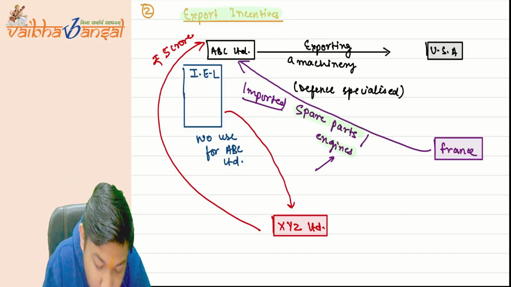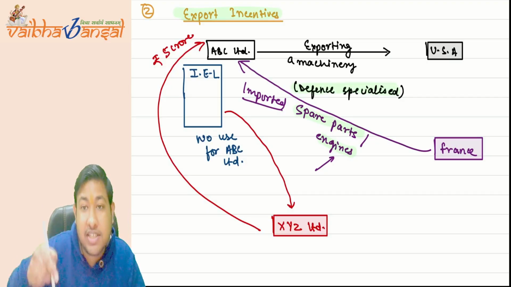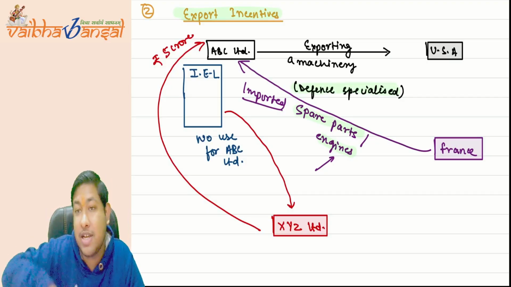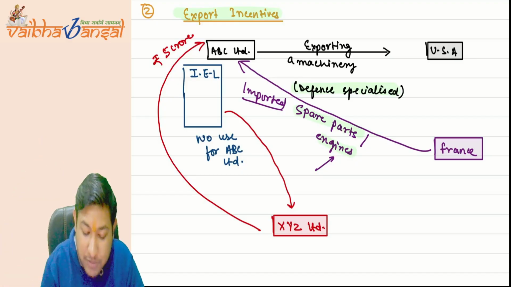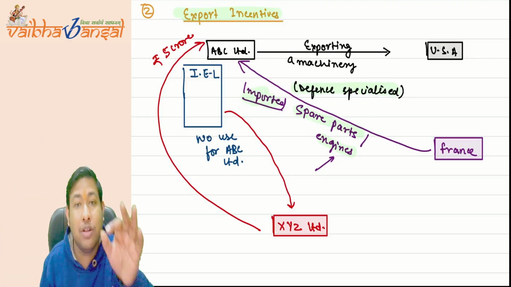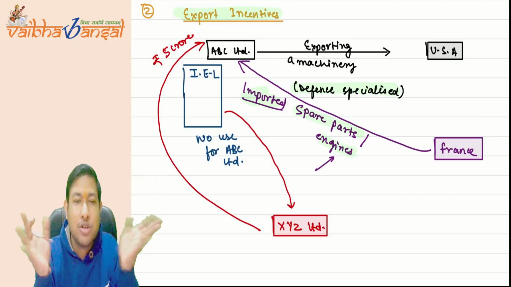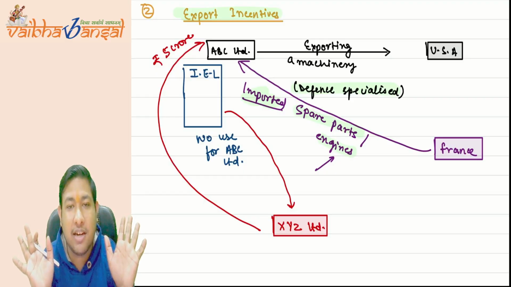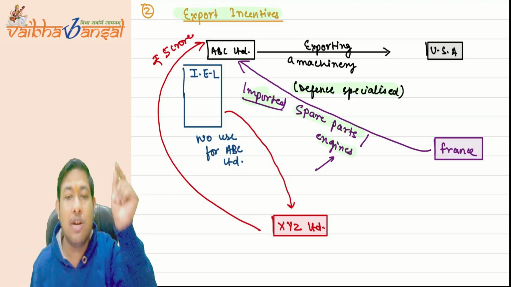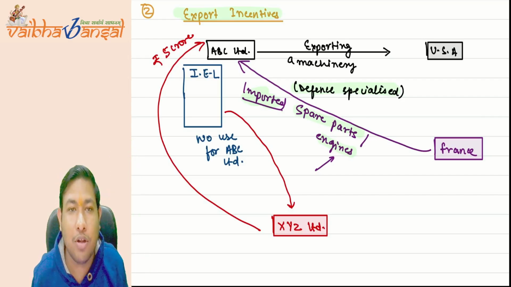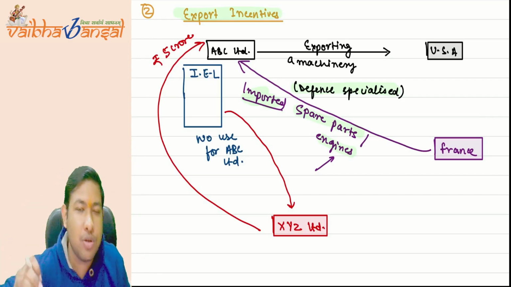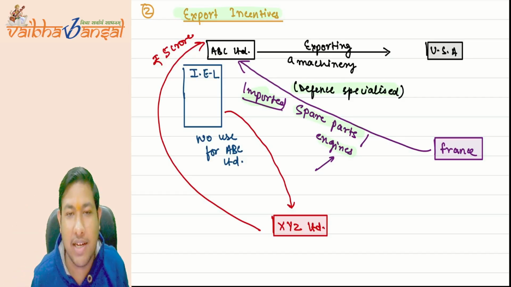Government wants to export this defense specialized thing to USA. But for that purpose, we need to import something, and for that the government gives the import entitlement license. But ABC does not need that import entitlement license for this year. So it transferred it to XYZ Limited, and for that ABC Limited charged suppose 5 CR for that import entitlement license.